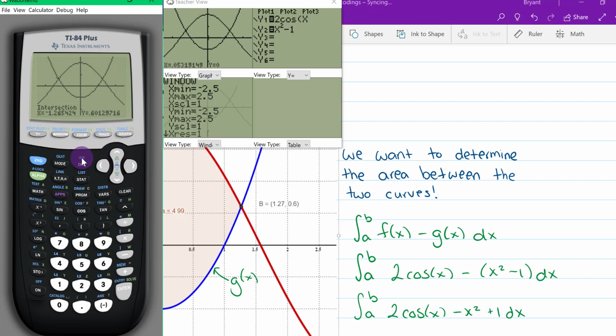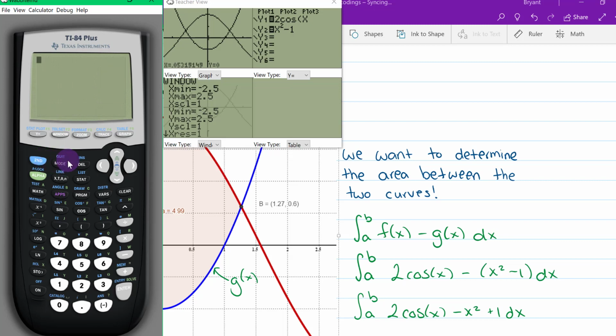Then the next thing we do is we're going to do that again. So second, calculate, intersect, and I'm going to pick my first curve is this one, the second's that one, and I'm going to make my guess somewhere over here. And now I have the second intersection point. And again, write that down somewhere.